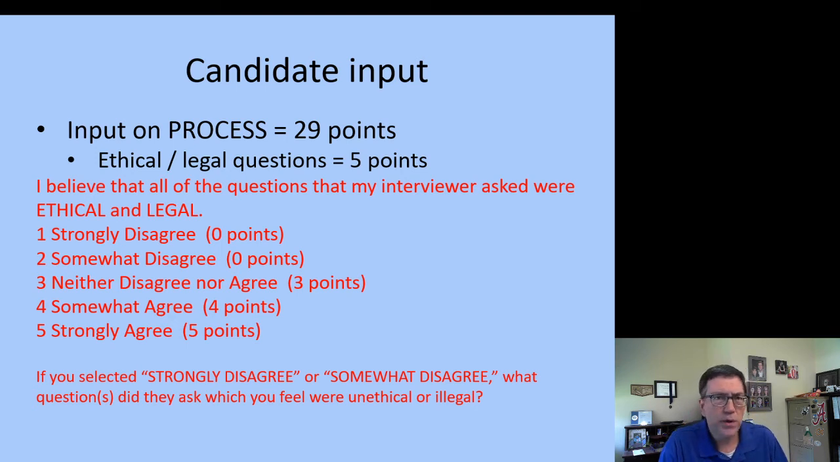5 score equals 5 points. But if they do say, no, I don't agree at all, I think that they did ask me some questions that were borderline, I'm going to ask them to tell me what questions you asked that they had trouble with. You ought to be able to get 5 points on this from every interview.